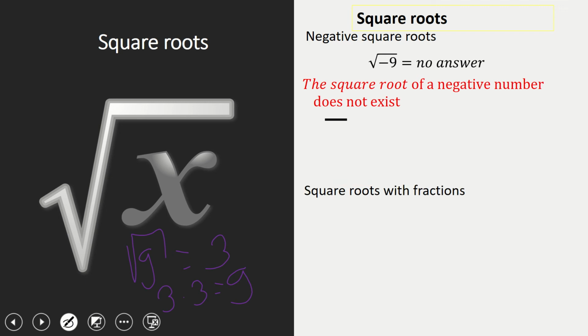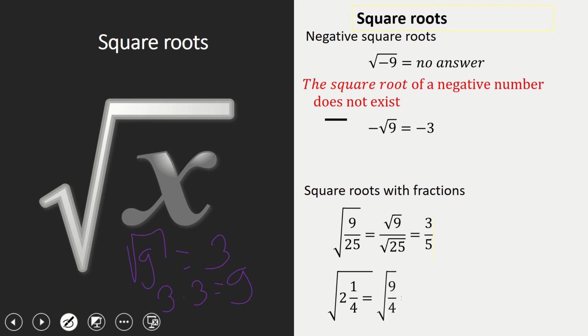How can we calculate the square roots with fractions? When we have the square root of 9 over 25, we can split it up in the square root of 9 over the square root of 25, which is 3 over 5. When we have the square root of 2 1/4, we must first make it one fraction, so 9 over 4, which we can split up in the square root of 9 divided by the square root of 4, which is 3 over 2. And now pay attention because we can still simplify 3 over 2 in 1 over 2.